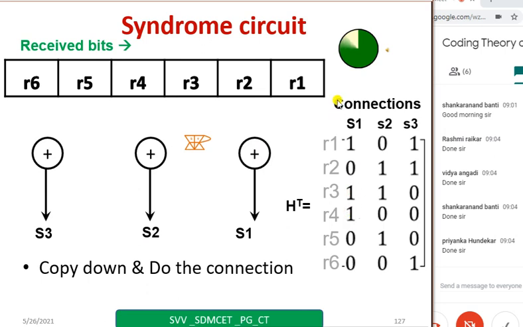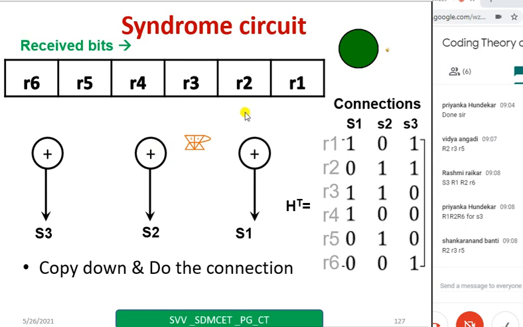Can you tell me for S2 what I have to connect, in the chat box? From where do I have to do the connection to S2? By observing the second column. I have already written it in the slide. R2, R3, R5. Vidya has written. What about others? Others can write for S3 also, S1 also, S2 also. Anyone write, and from that I'll know you have understood. I'll wait a few seconds. Hope all of you understood this.